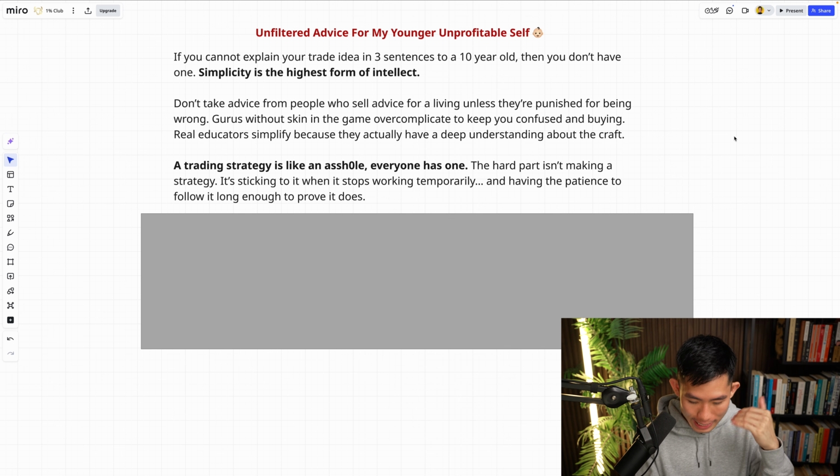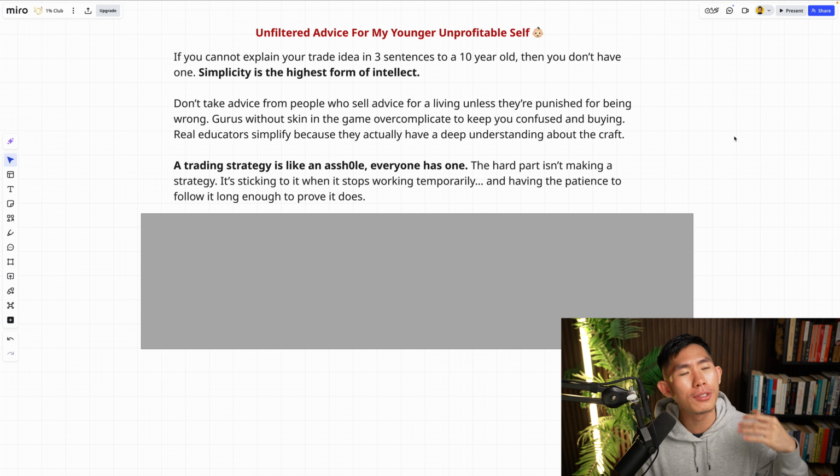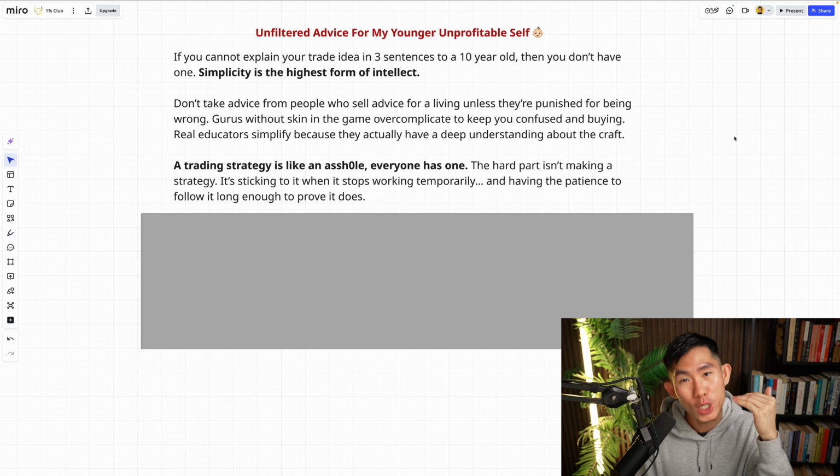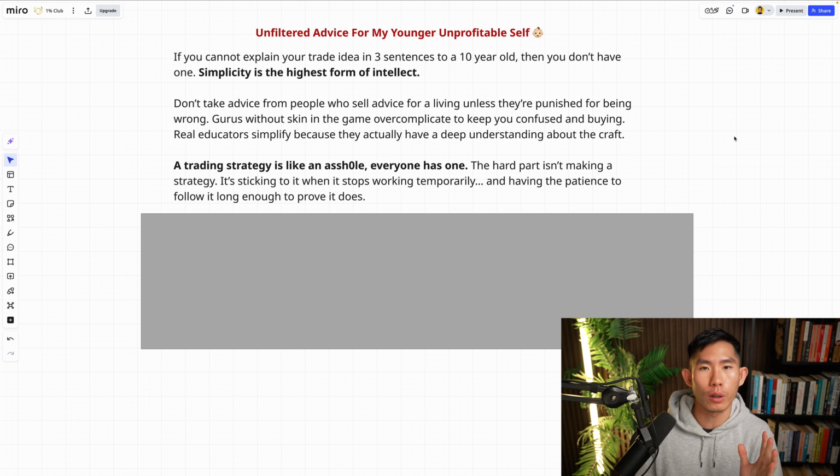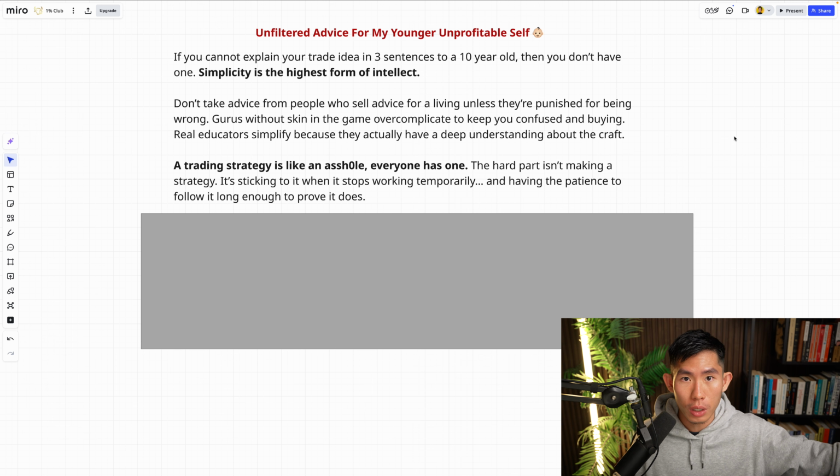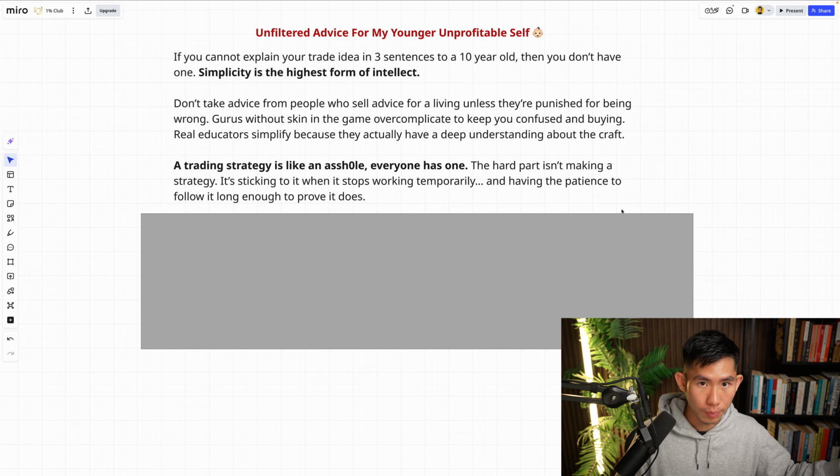The hard part is sticking to the strategy after a massive losing streak, after a massive drawdown, where every ounce of your being is convincing you, telling you, persuading you to just neglect your trade plan. In that particular case, if you can continue following your strategy, then you have a proven strategy. Then you actually have an edge. And also having the patience to follow it long enough to prove it does.